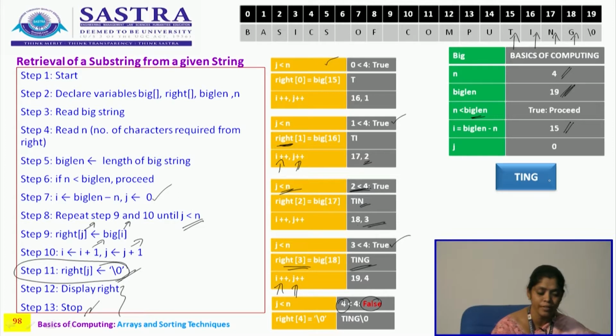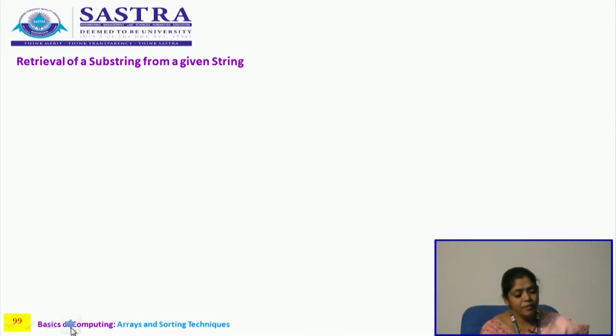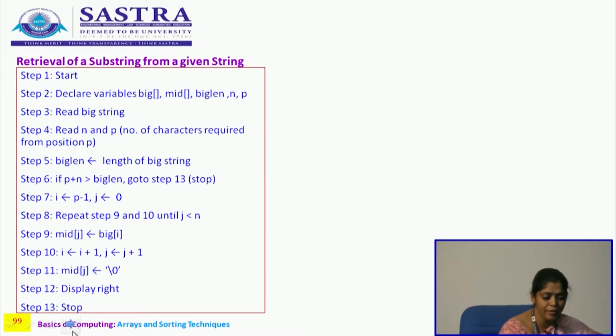Then the next category. In the previous situations we have seen how to retrieve a string from the left-hand side and how to retrieve a string from the right-hand side, but the user may want to retrieve a string from a particular position. So how do we develop the algorithm for that?